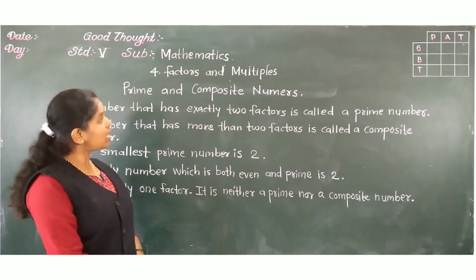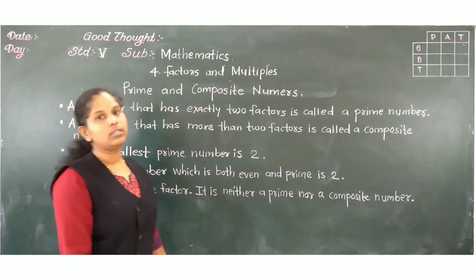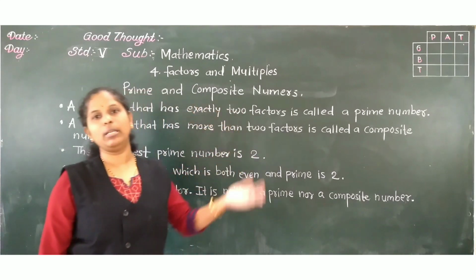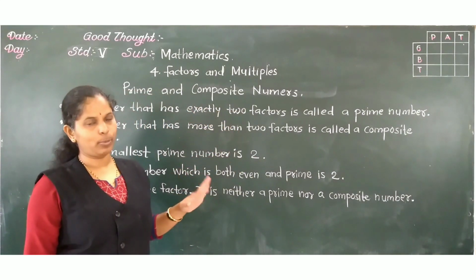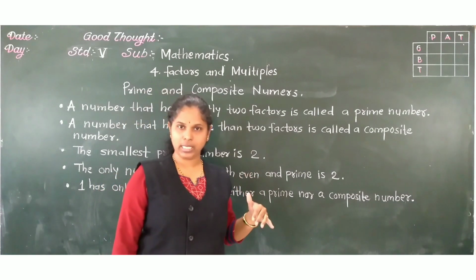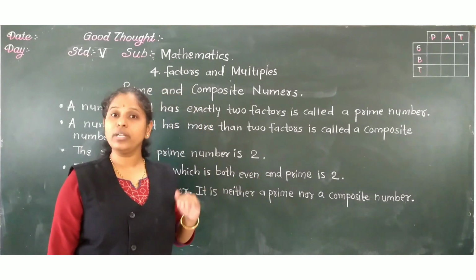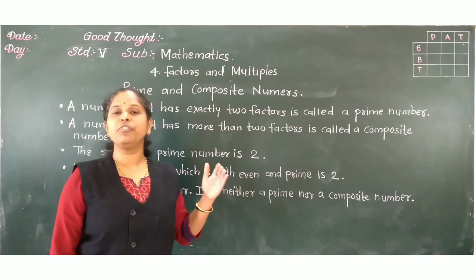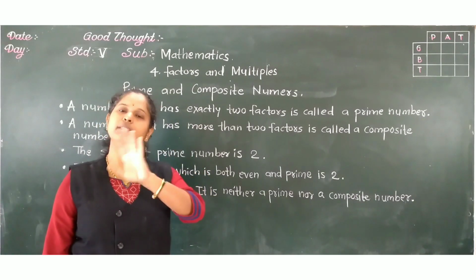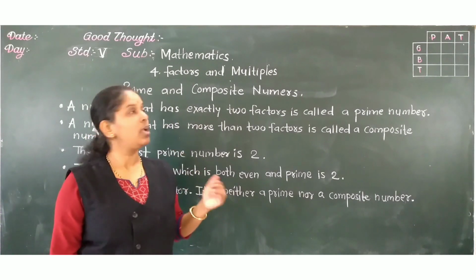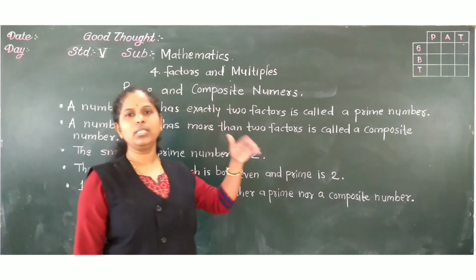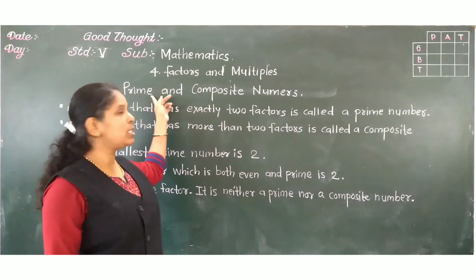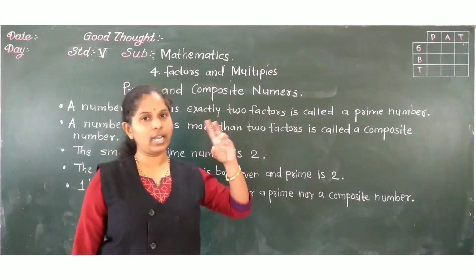Students, the last topic from this lesson is prime and composite numbers. First of all, what is meant by prime numbers? What is meant by composite numbers? See, prime numbers means numbers which are not divisible by any other number. Okay? It means the numbers which are divisible by 1 and the number itself are called prime numbers. And composite numbers means what? The numbers which are divisible by other numbers also. Okay? Now, prime numbers, as I said, are divisible by 1 and the number itself.